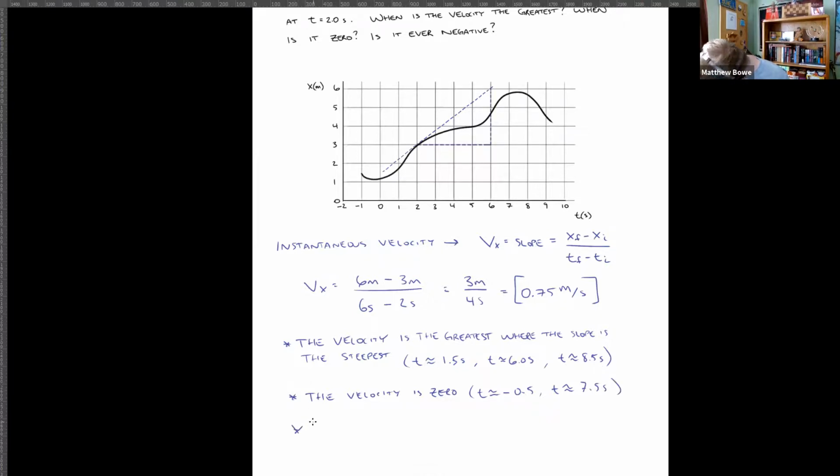Okay, and the last tidbit, is it ever negative? And we can see that this just means a negative slope. There's a bit right here and a bit right here. So I'll just say negative. And we'll just summarize. t is approximately -1, t approximately around 8.